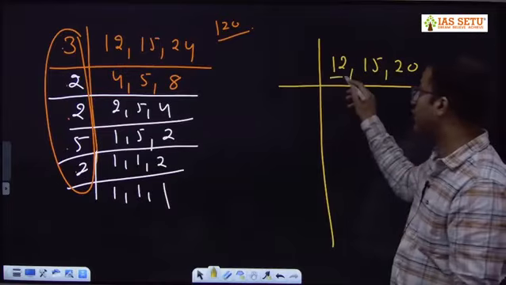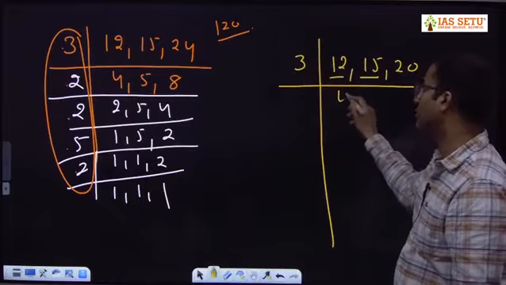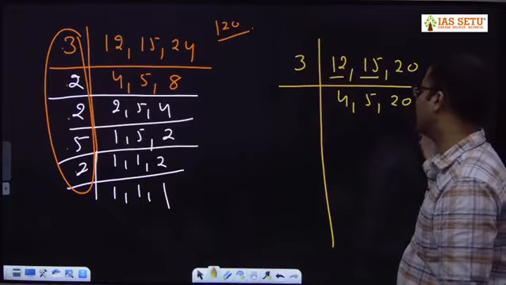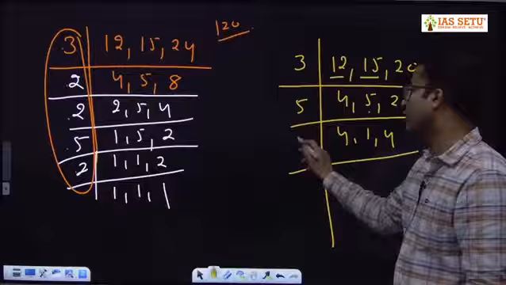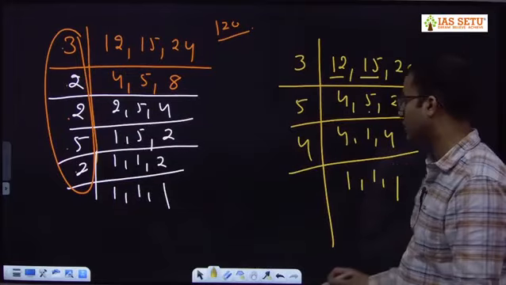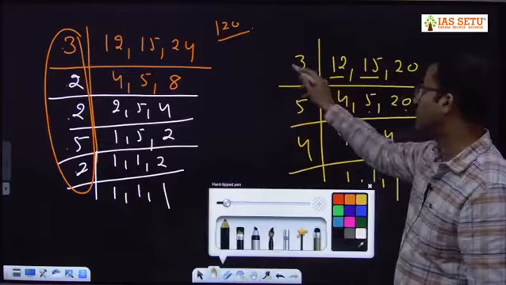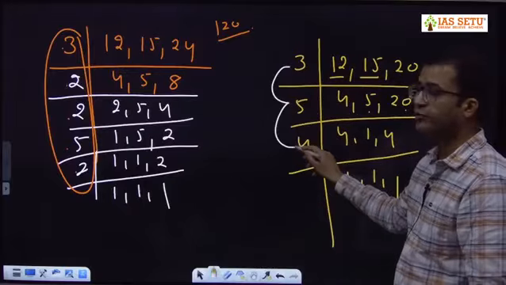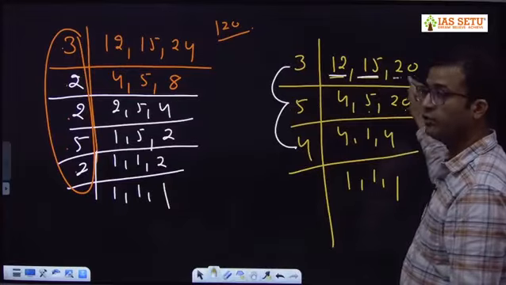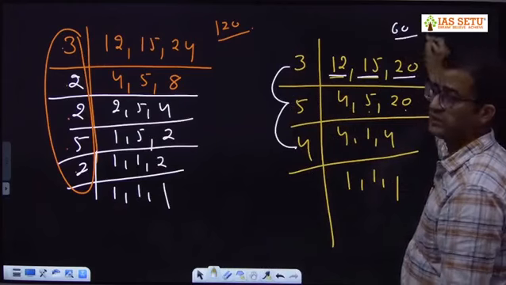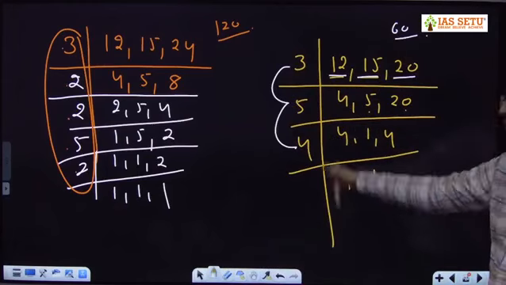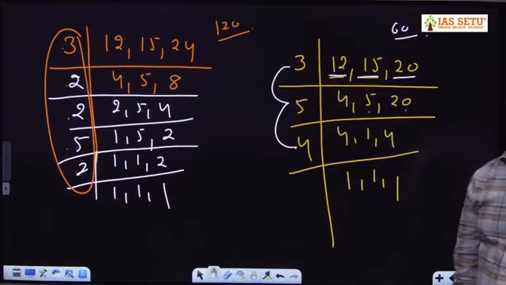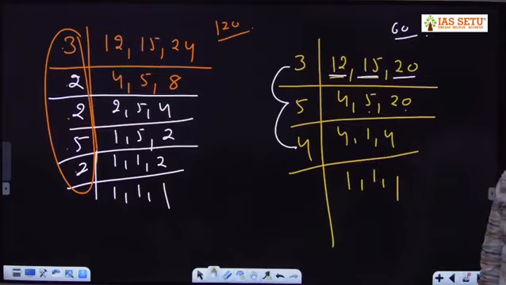So first you can take 3 common from 12 and 15, giving 4, 5, 20. Then you can take 5 common, 4, 1, 4. Then you take 4 common, 1, 1, 1. So now our LCM is 3 into 5, 15, into 4, 60. So the LCM of 12, 15, 20 is 60. So we have to take common factors till the last step and then multiply all these factors, and that is the LCM. Let us try.